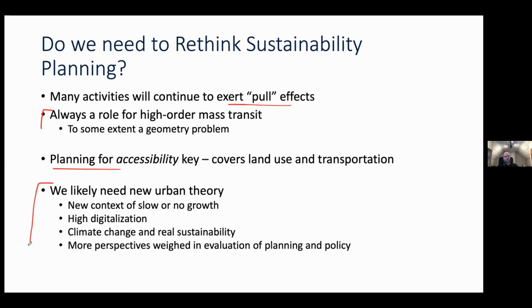But bigger picture, do we need new urban theory? New urban theory that recognizes some of the big challenges coming up over the next several decades, like a context of slow or no population or economic growth, or even higher levels of digitalization that are likely to occur in the future, versus climate change and climate change resilience, achieving real sustainability, not just reducing emissions, but real sustainability, and the ethics of achieving that real sustainability so that humanity doesn't face potential extinction or huge loss of biodiversity. And more perspectives weighed in the evaluation of planning and policy alternatives.